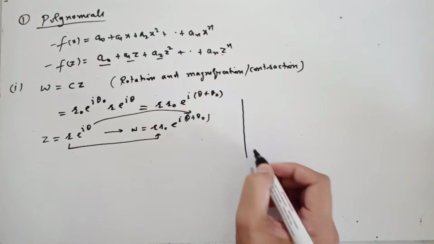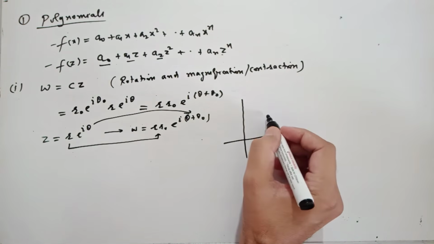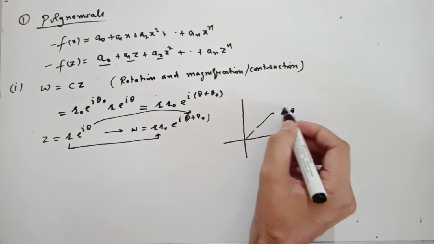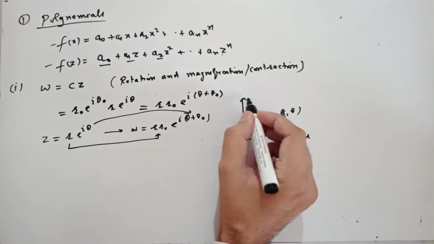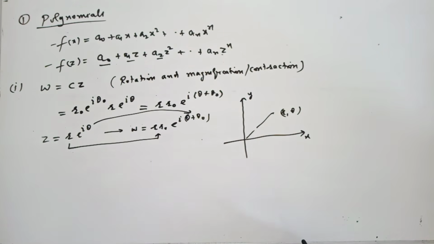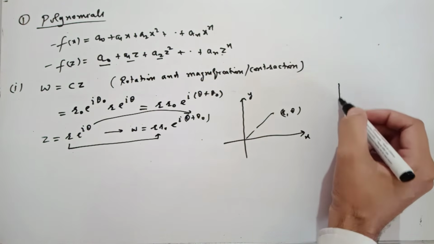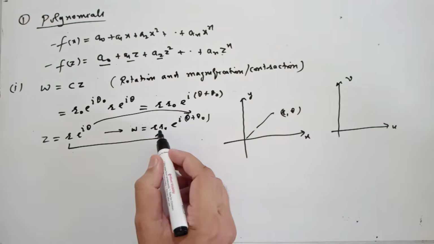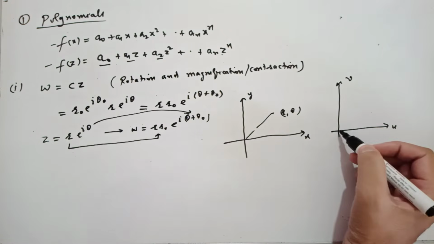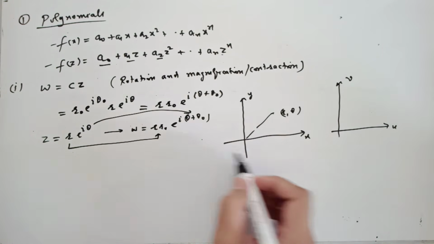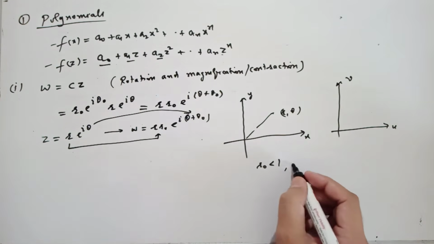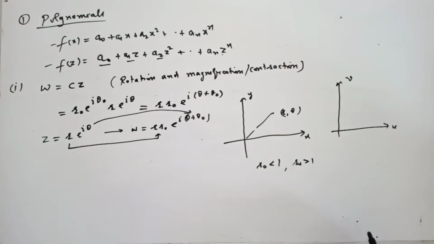Means if you have a point (R, theta) in the xy plane, what happens to this point in the UV plane? R has gone to R R0, which means the distance is either magnified or contracted depending on R0. If R0 is less than 1, then contraction happens, and if R0 is greater than 1, then magnification. Okay, the distance contracts or increases.